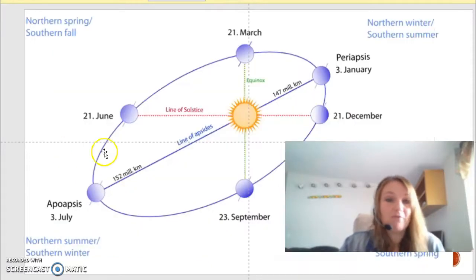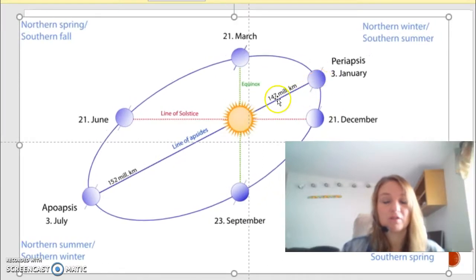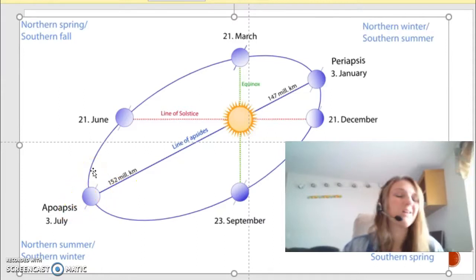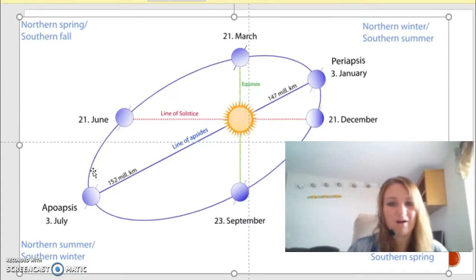So if we look at this map right here, we can see that the Earth is actually closer to the sun in January and a little bit further away in July. And so the distance that the Earth is from the sun doesn't really have anything to do with how hot or cold it is on Earth.